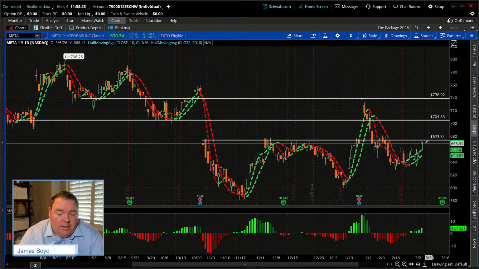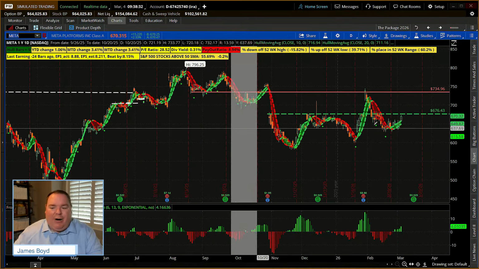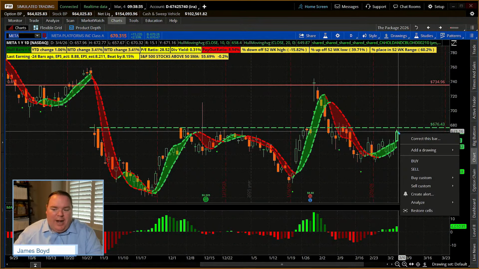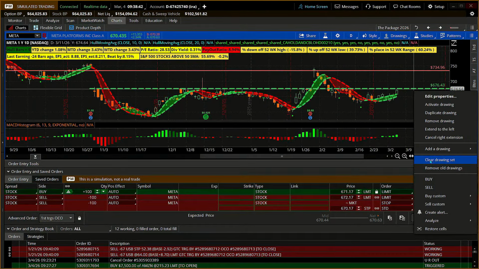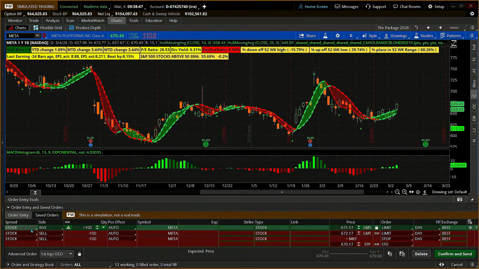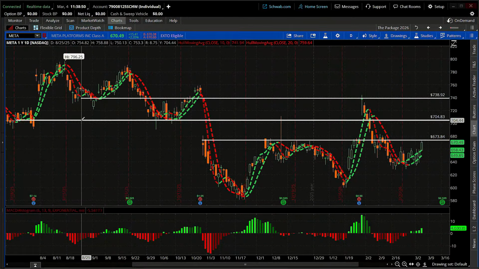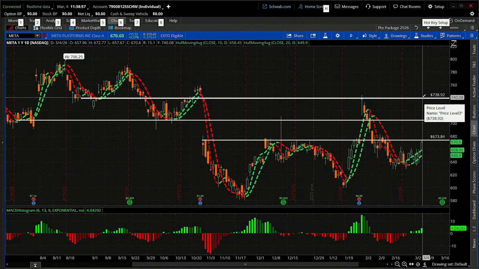What we're going to do in this case is buy some shares below the area of resistance. We're going to right click, buy custom, and go with OCO bracket. With the OCO bracket, I'm going to put the target at where we saw the resistance, or one of those resistance areas. Where do we see a resistance area? It's probably right about 704. The next level resistance is 730, 738 or so.